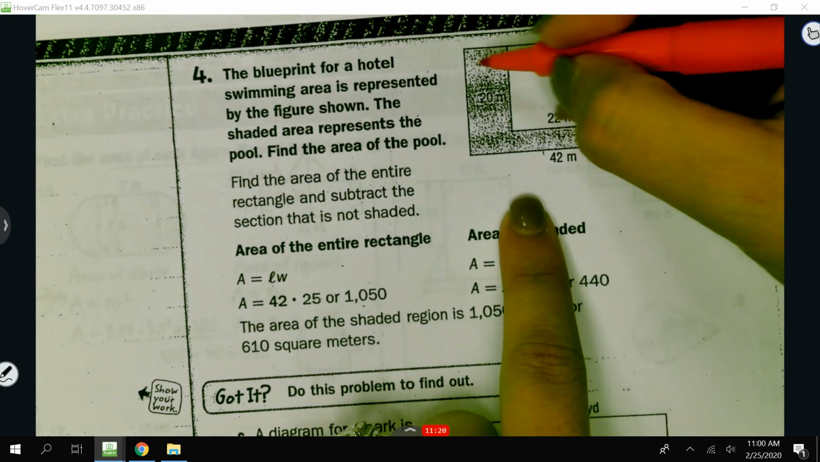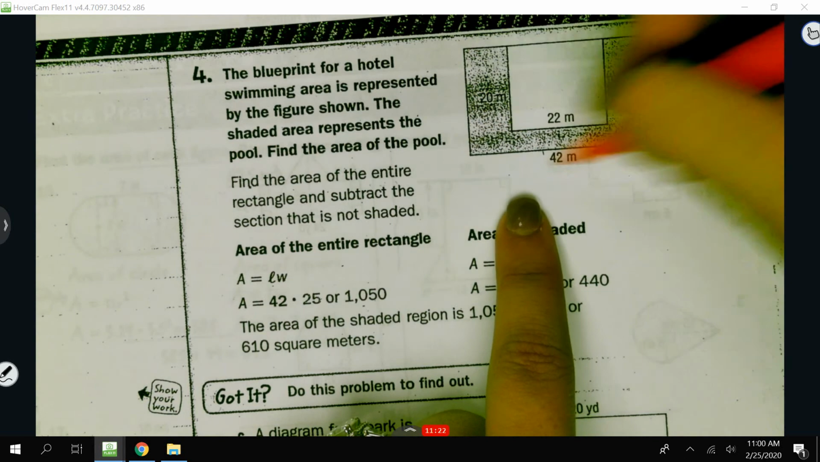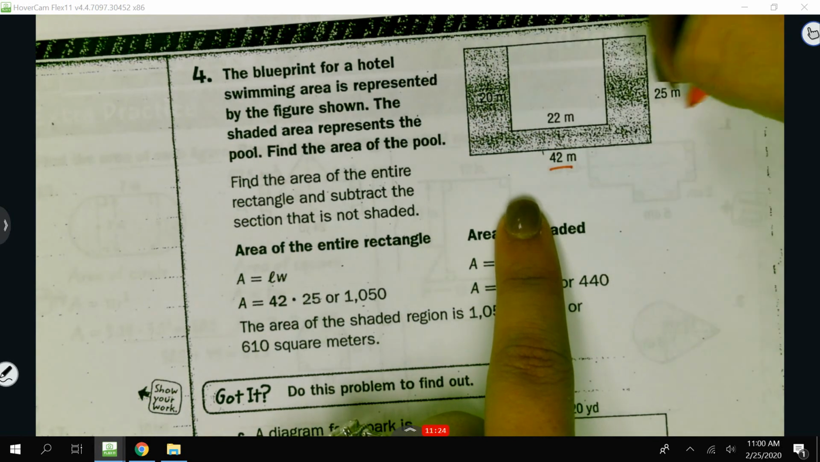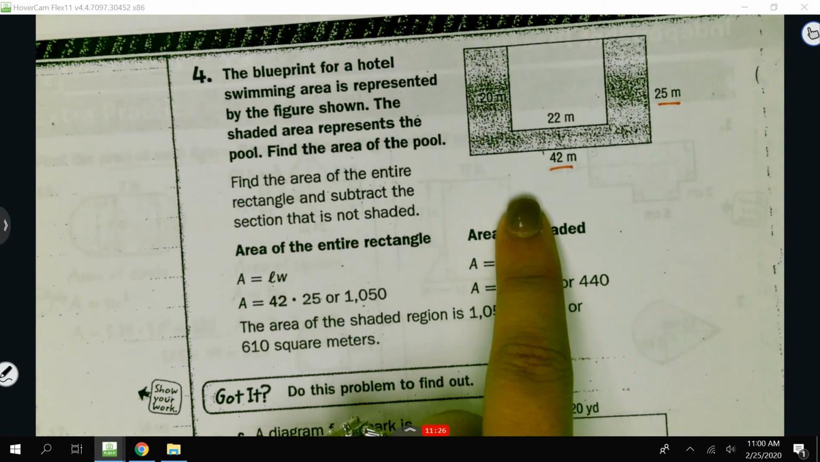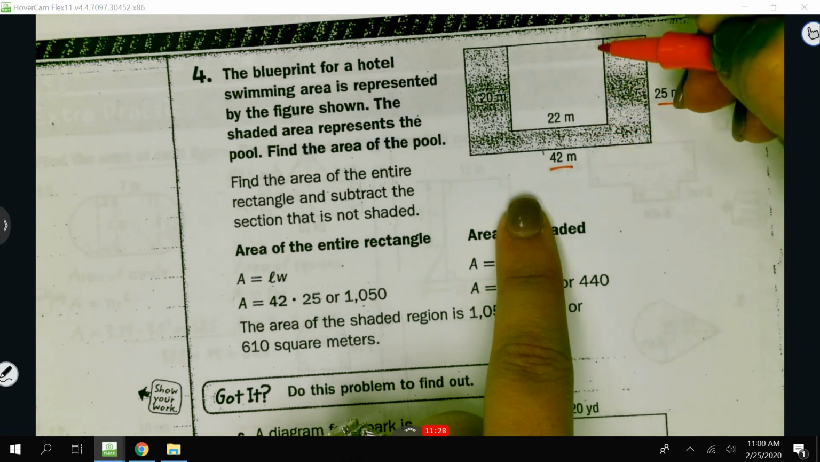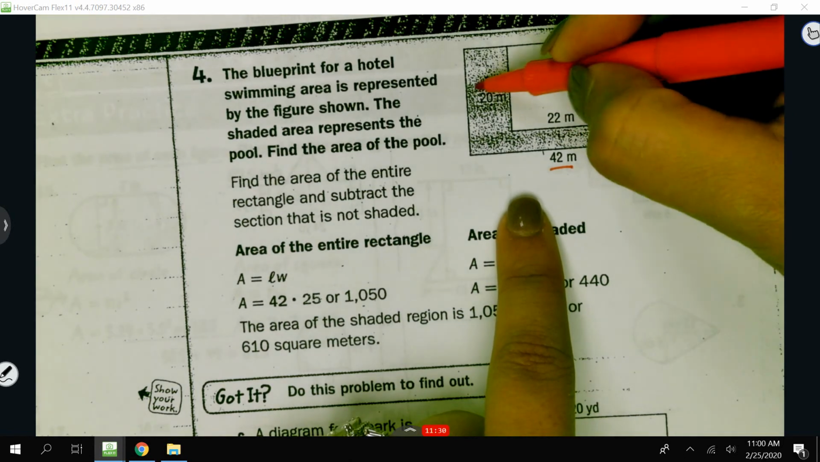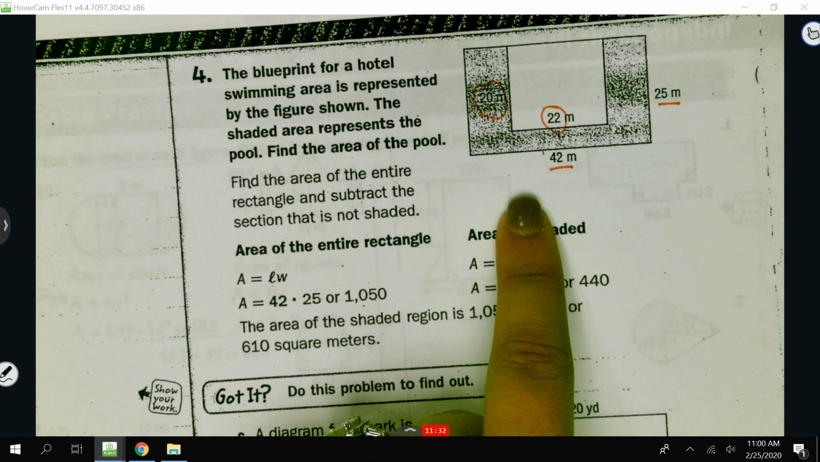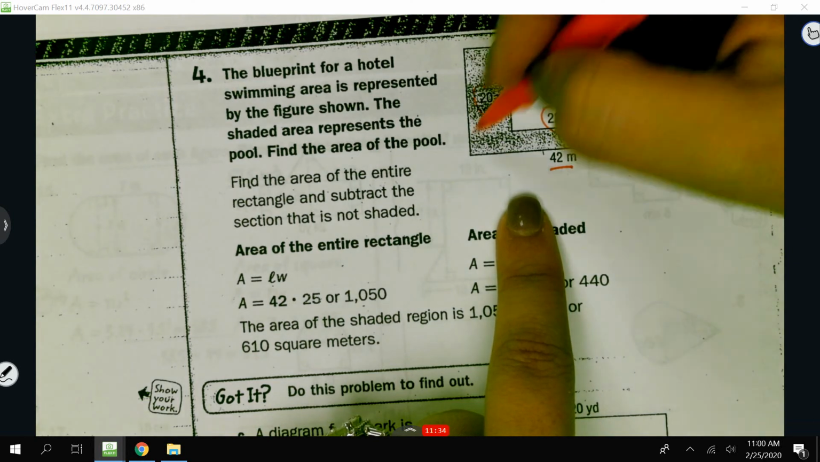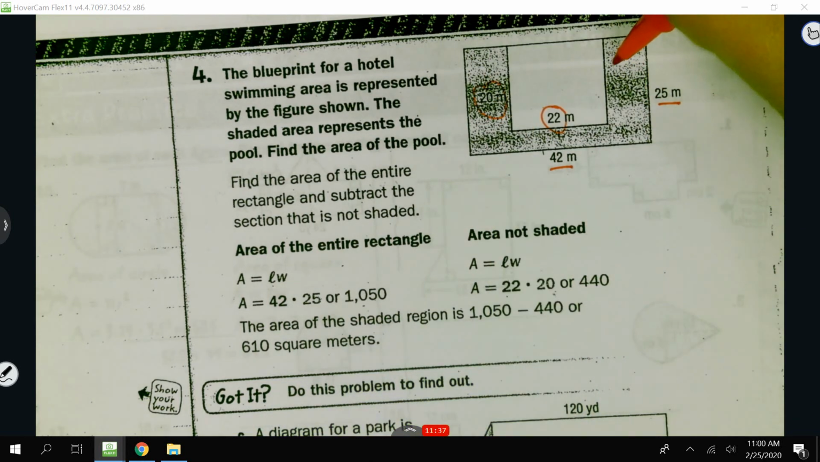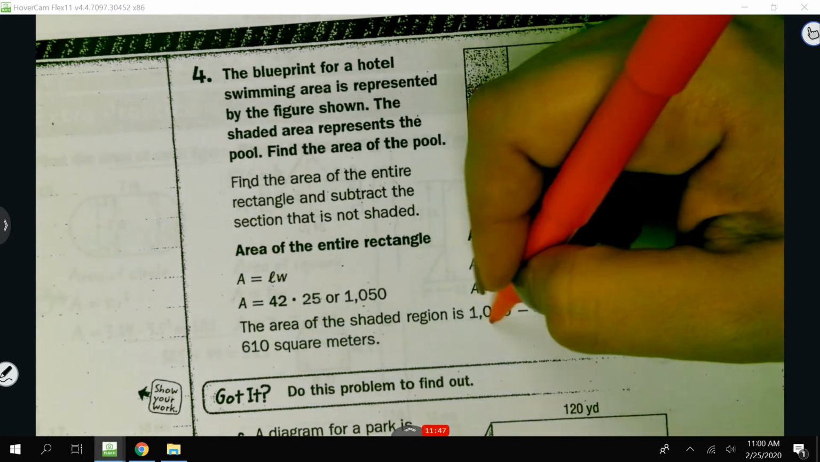So you could find the area of the large rectangle, which would be 42 times 25. And then you could find the area of the one that's not shaded, which would be 20 times 22. If you're trying to find all of this that's shaded, you would want to subtract the white one that's not shaded out of the large shaded one. Kind of like those 3 problems we did on the back of our area packet when you subtracted them. Okay. So in this case, you would want to subtract as well.